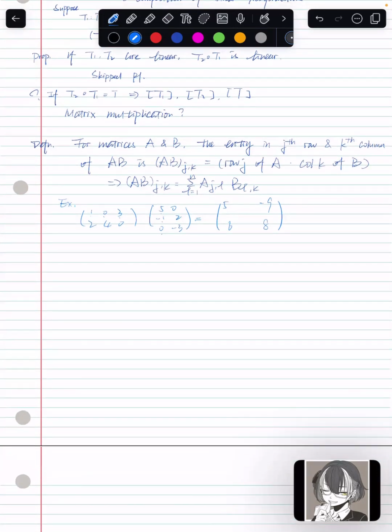So basically we know that for a matrix A that's m by n, and if we have a matrix B that's n by k, we would end up with a matrix AB, or the answer matrix, that's m by k.